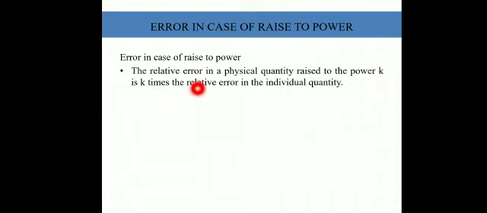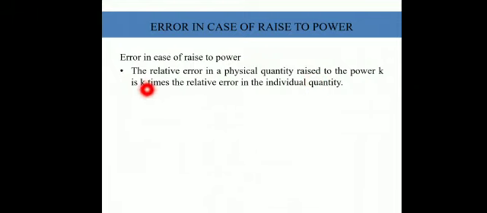The relative error is k times the relative error in the individual property. Relative error in an individual property means delta A by A if A is one property, delta B by B if B is a second property. But then the whole of delta A by A plus delta B by B should be multiplied with the power. If it is a cube, we have to multiply it with 3. If it is a square, then we have to multiply it with 2.